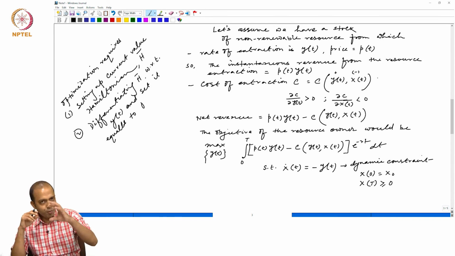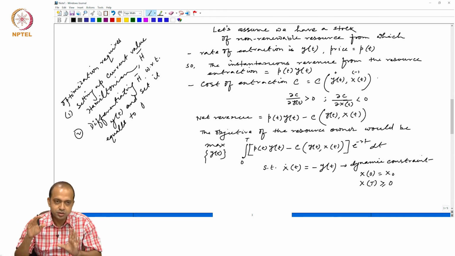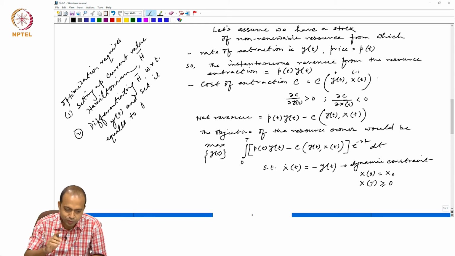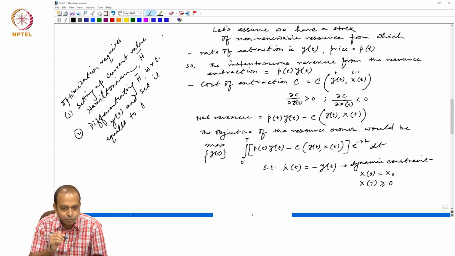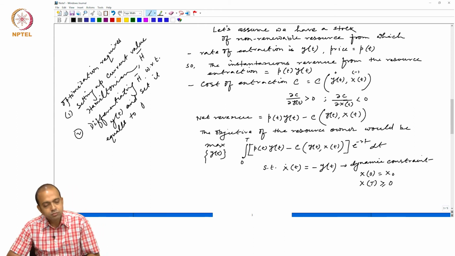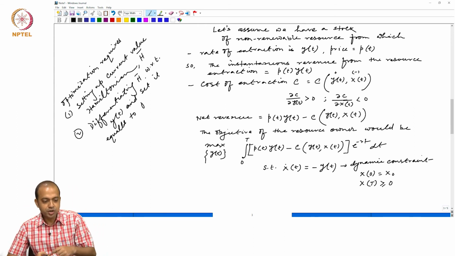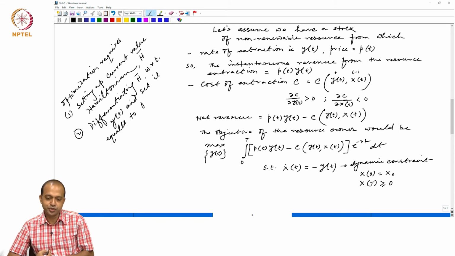Okay. And optimization basically requires two steps to be involved. First of all, setting up the current value Hamiltonian H bar, and then, like any other standard optimization, differentiating the current value Hamiltonian with respect to your decision variable y_t and setting it equal to 0.